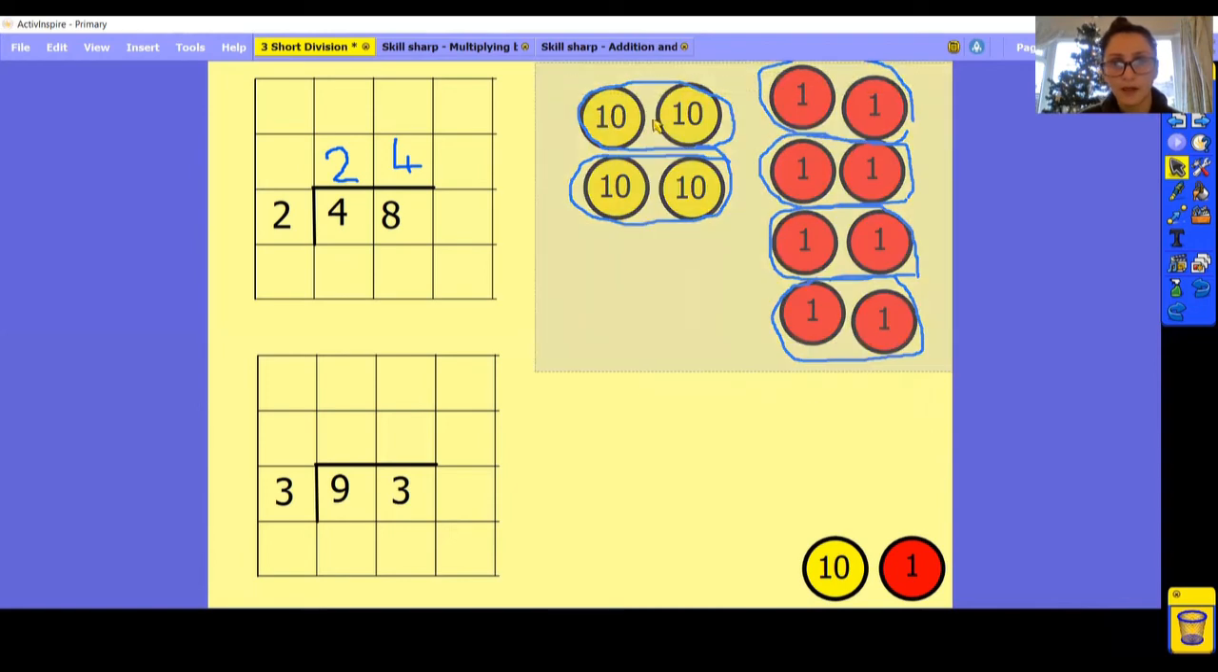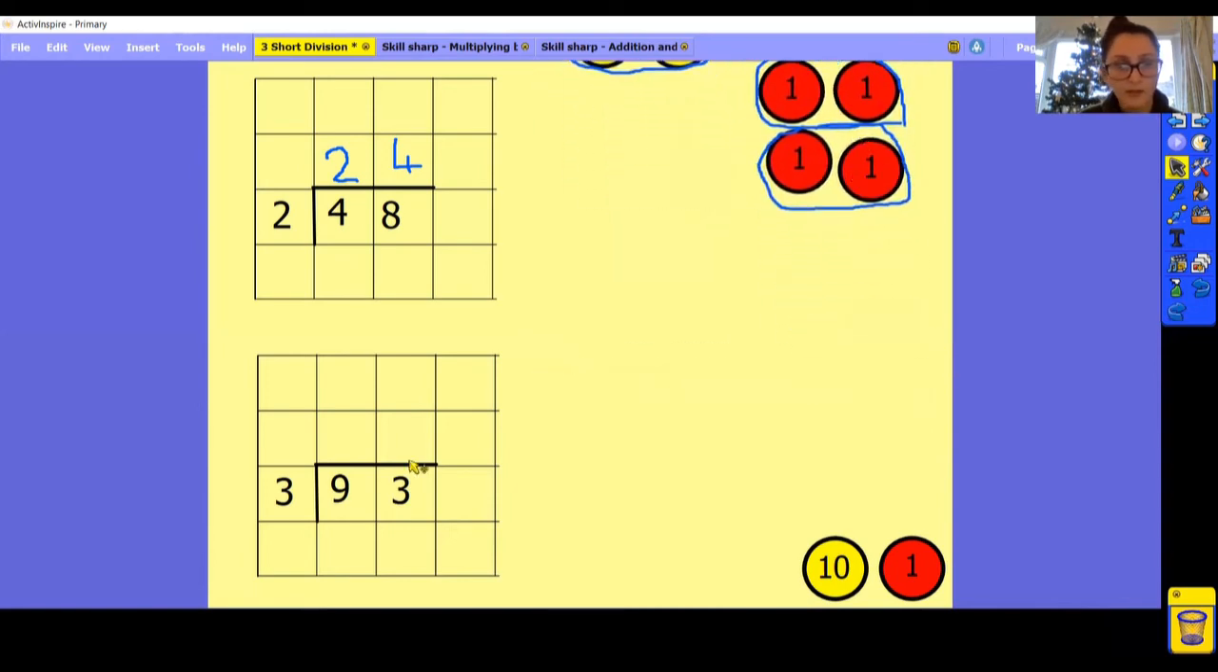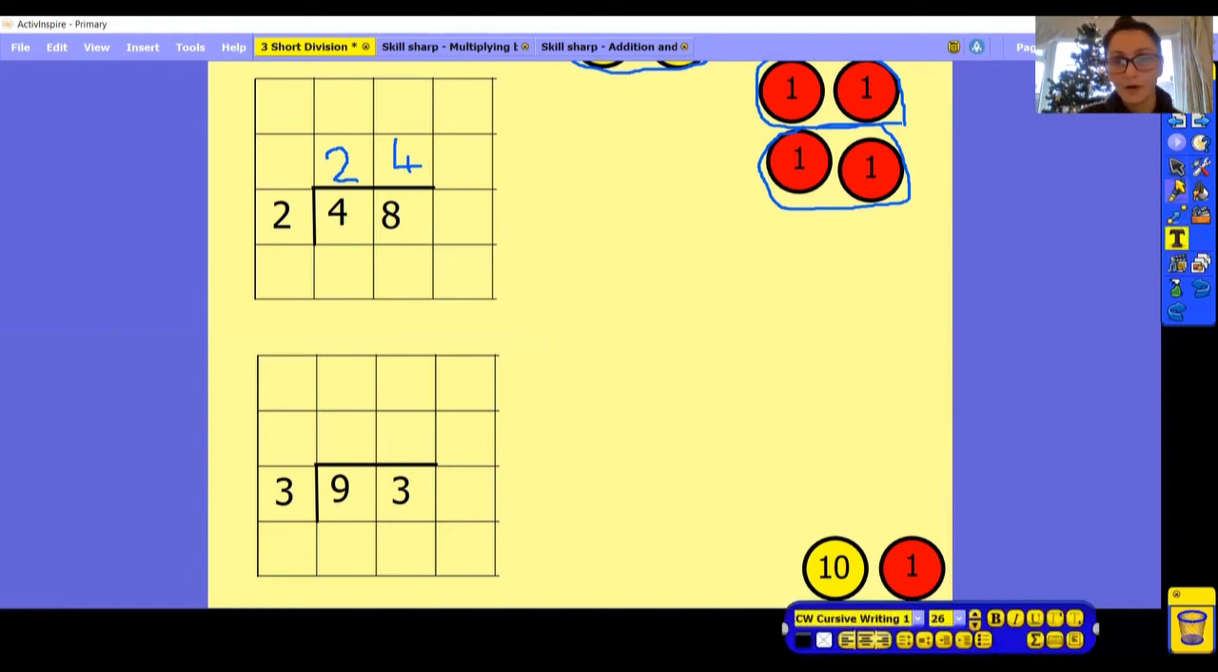So well done if you managed to get that at home. Again, if you want to have a quick pause and have a go at this by yourself, either using your times tables or by using your tens and ones, do so. If you want to have a quick pause, you can. So here we go. Okay, so I've got 93 divided by 3.